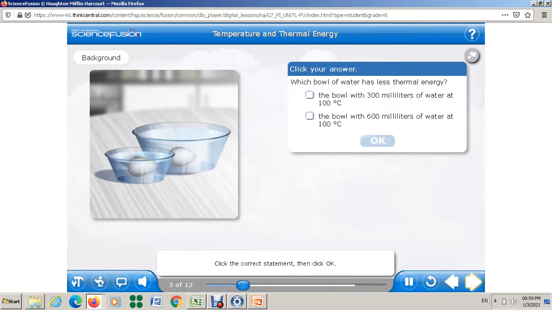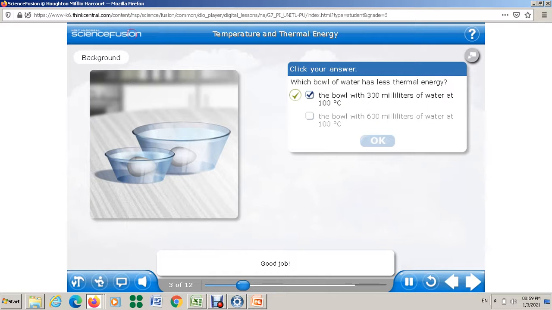Click the correct statement, then click OK. To answer this, you have to think about the factors that affect the thermal energy. So here the number of particles we want to think about. Because 300 milliliters has less particles, I guess this one is going to be the answer.